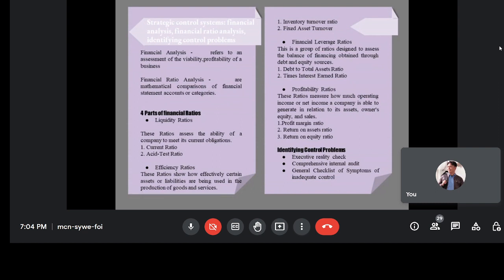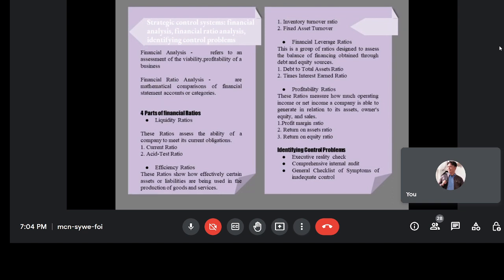Second is the times interest earned ratio. This ratio measures the number of times that earnings before interest and taxes cover or exceed the company's interest expense. It may be computed by using the following formula: times interest earned equals profit before tax plus interest expense, over interest expense.